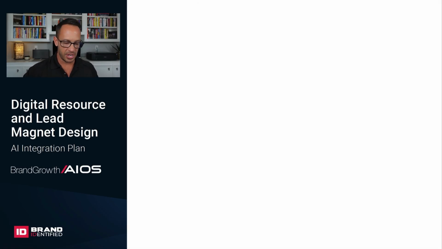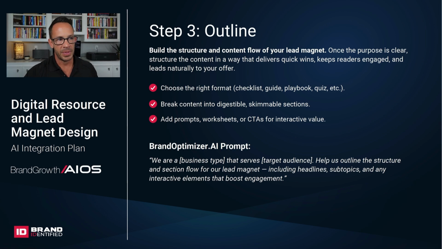So moving on here into step number 3, and that is to outline. Build the structure and the content flow of your lead magnet. Once the purpose is clear, structure the content in a way that delivers quick wins, keeps readers engaged, and leads naturally to your offer. So choose the right format, whether that's a checklist, a guide, a playbook, or a quiz. Break the content into digestible, skimmable sections, and then add prompts, worksheets, or calls to action for interactive value. And then I've given you another BrandOptimizer.ai prompt for step number 3.